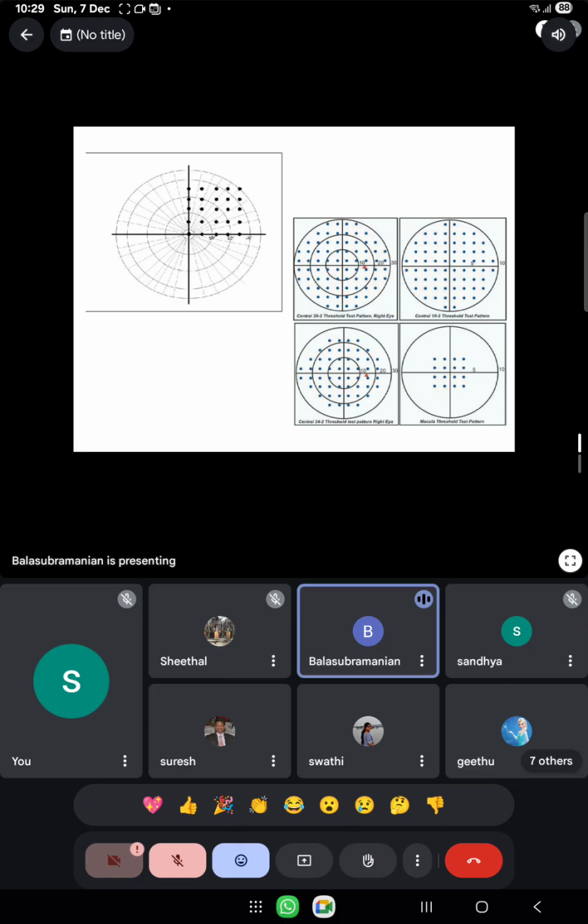We can always test 30-2. Then why do we need a 10-2? The bigger the better, isn't it? When you can get data about 30 degrees, why do we need 10 degrees? Why do we need 24? 24 degree has extra 2 points on the field, ma'am. When you see the 30 degree, you have more extra points. You can see the number of dots. Compared to 24, 30 has more. Then why do we need 24?